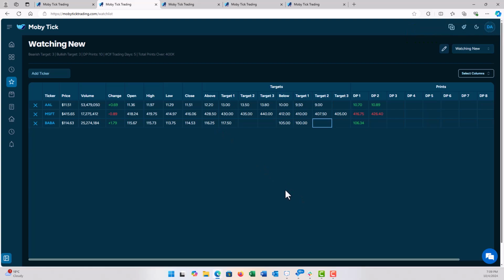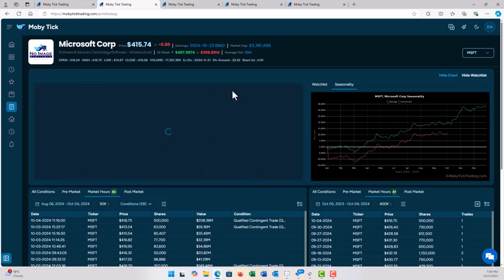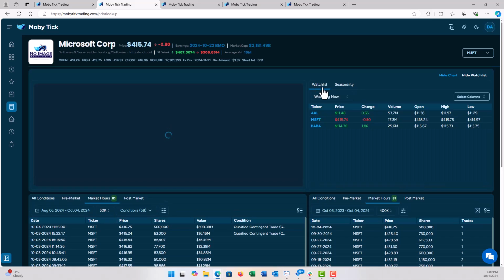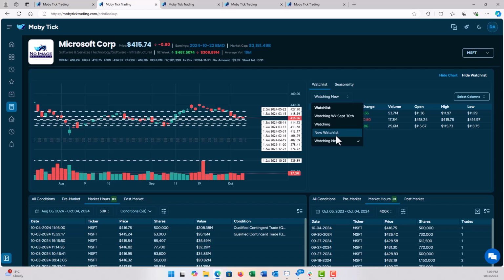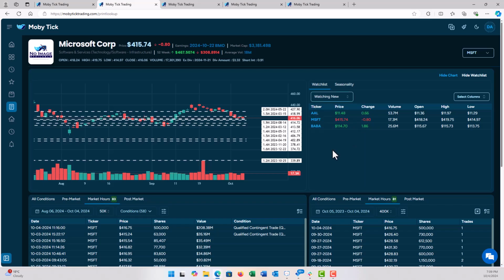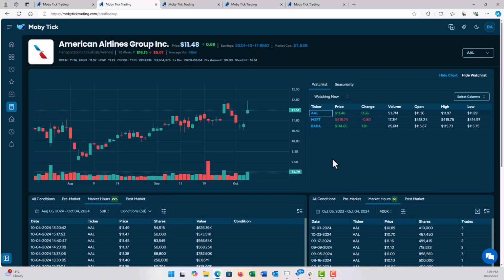So now we can monitor this watch list, and then when we're looking at any print lookup at all, we can click on our watch list here, and there's our new one. You can choose different watch lists. I've got a couple different ones here that I'm watching, but if I want to switch between any of them and see what's going on, we're all set. So we're right here on Microsoft, but we could switch to BABA. We could switch to AAL, and then you can just manage your watch list.